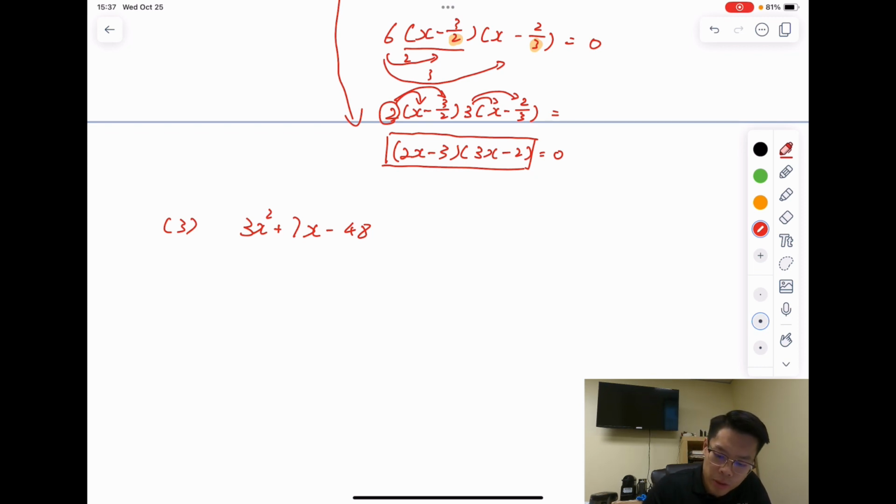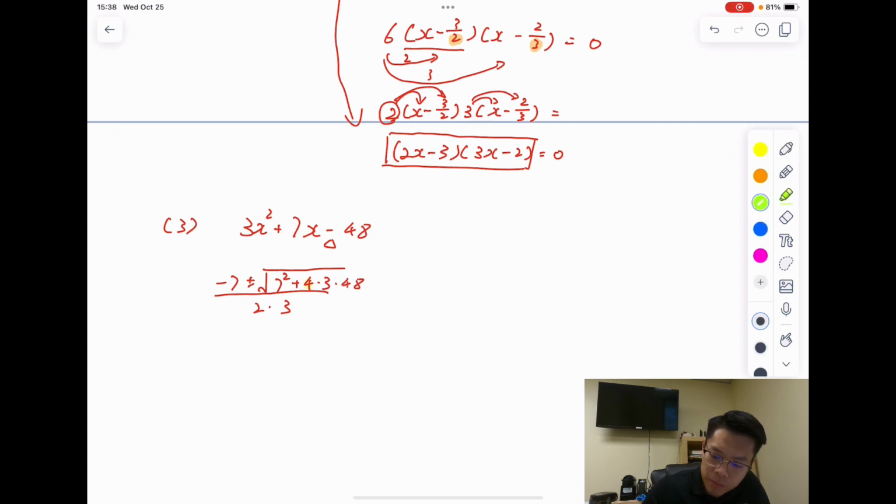So the quadratic formula: 2 times 3, negative 7 plus or minus the root of 7 squared plus, because that's the negative over here, right? 4 times 3 times 48. Again, where does this 4 come from? This 4 comes from the formula, which is 4ac over here, right?